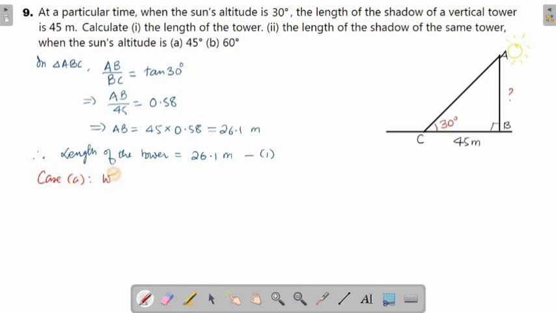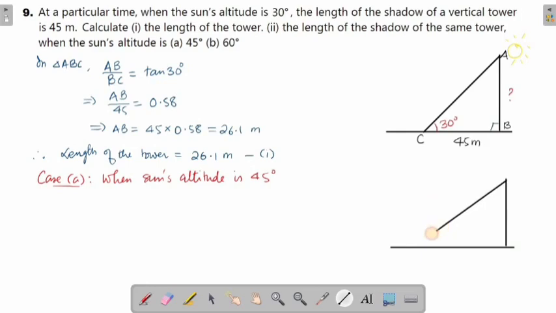When the sun's altitude is 45 degrees, basically we are going to have the same thing. The only thing is you will have the change in this. So let me draw another, similar diagram here. First and foremost, you have the ground, you have the tower, and you have the shadow. The angle is given to be 45 degrees in this case. So we have AB, and let me call this point C.